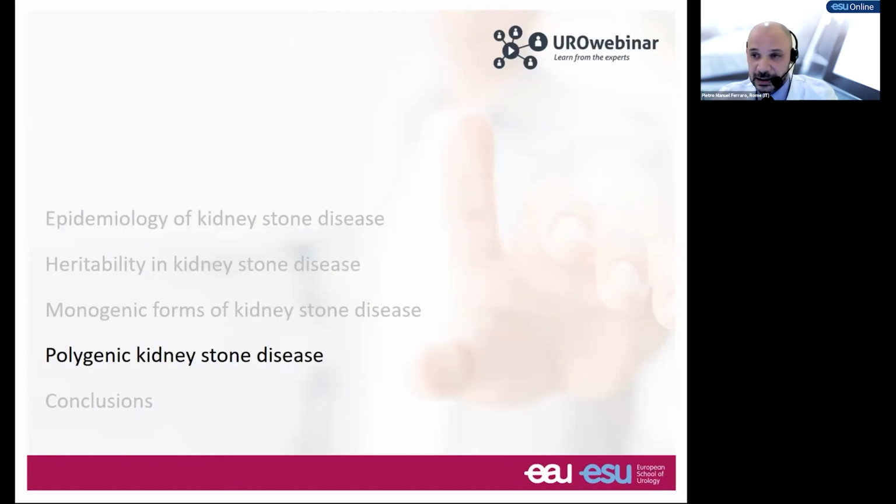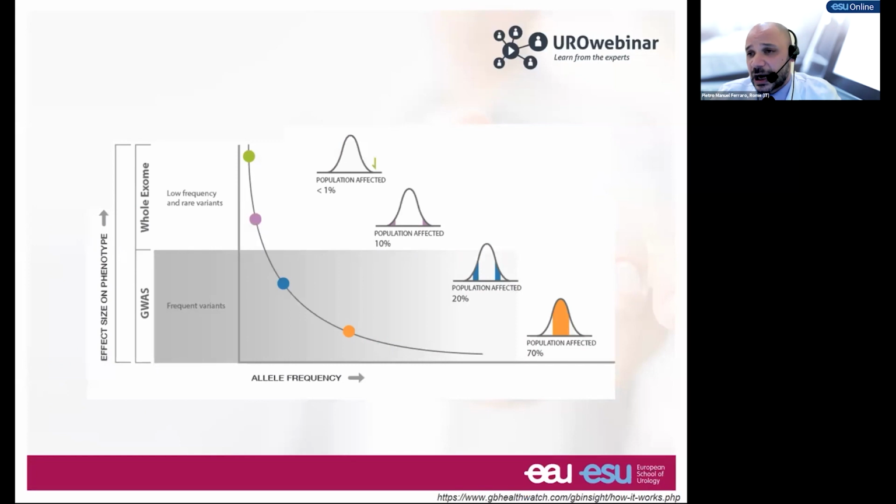So finally, I would like to give a brief review of the polygenic structure of idiopathic kidney stones. So we are basically moving from conditions that are rare, but with variants with a strong effect on phenotypes, to conditions that are common with a number of variants that have a relatively small effect on phenotypes. And this is the field that is optimally analyzed by GWAS studies.